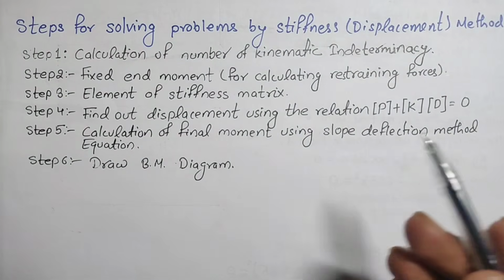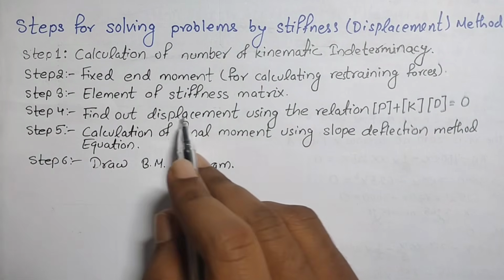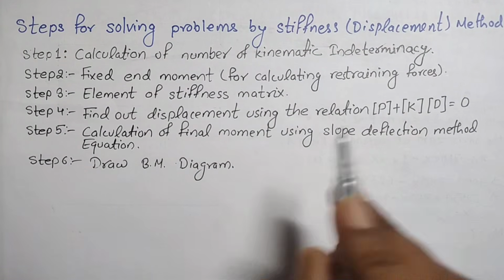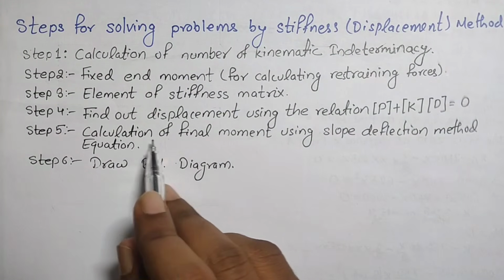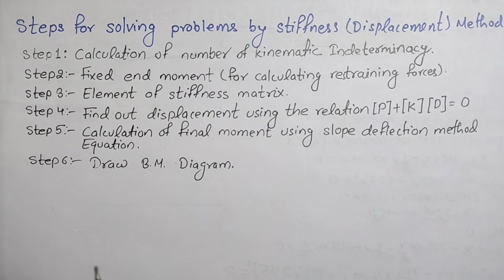that is the elements of the stiffness matrix: A11, A12, A21, A22. In step 4, find out the displacement using the relation P plus KD equals 0. In step 5, we will be calculating the final moment using the slope deflection method equations, and in step 6, I will be drawing the bending moment diagram.